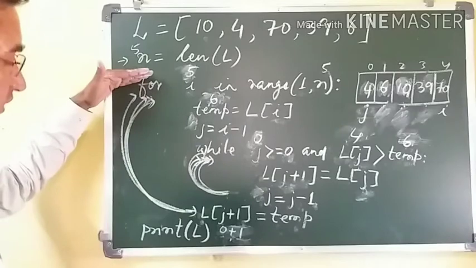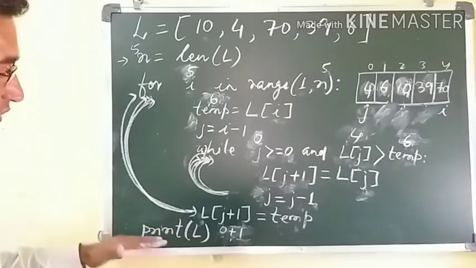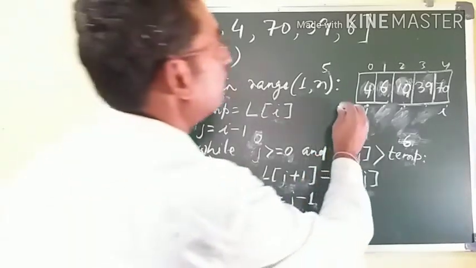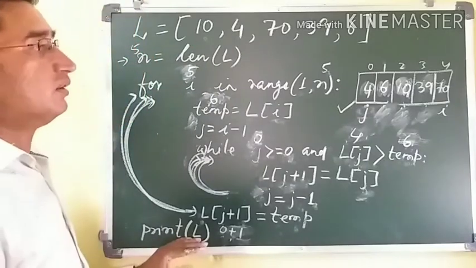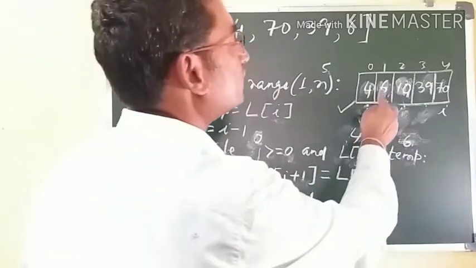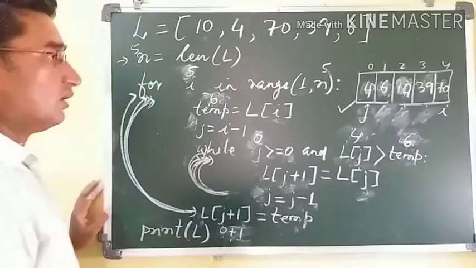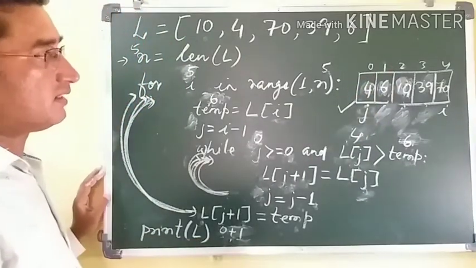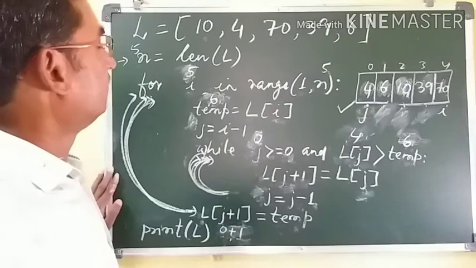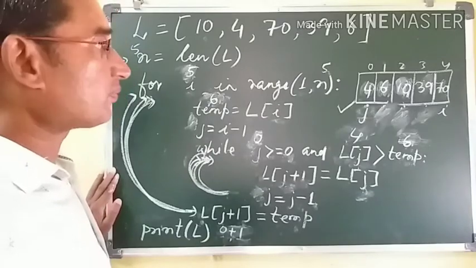After the completion of this for loop, it will execute print L, means this will be displayed on the screen. You can see here 4, 6, 10, 39, 70. This list is arranged in ascending order using this insertion sort technique. This is all about the insertion sort technique program.